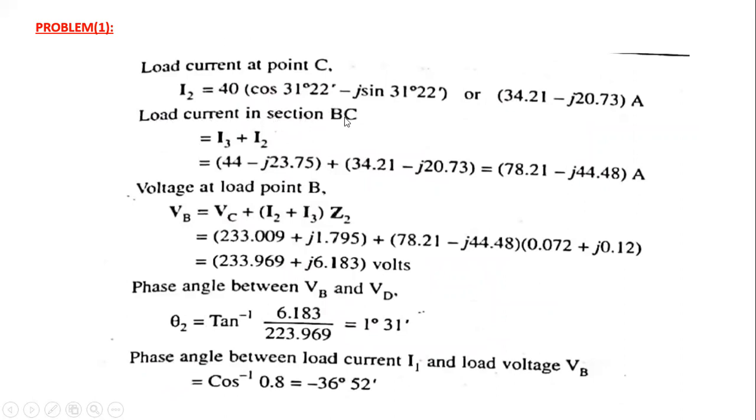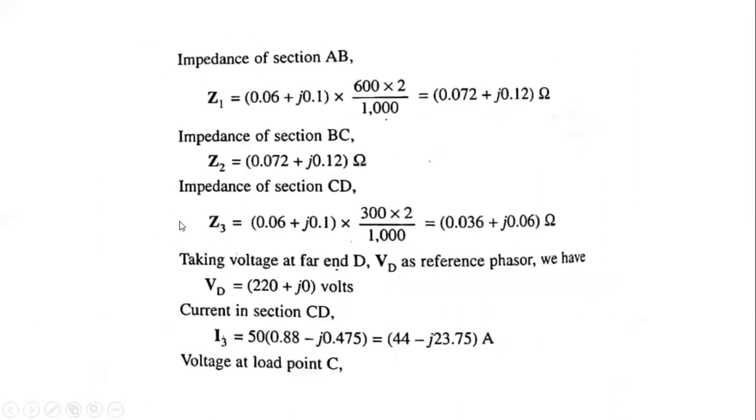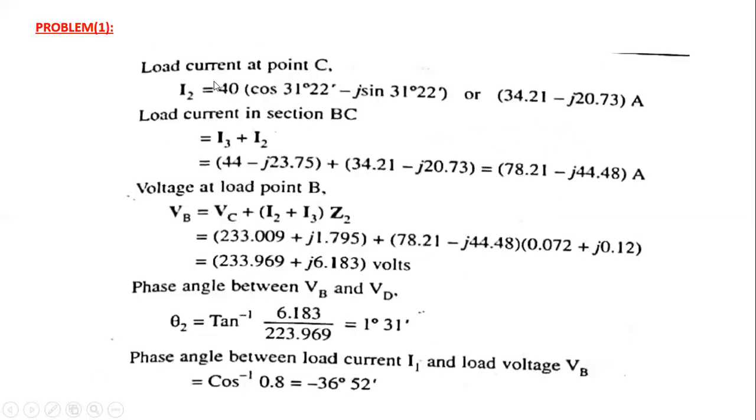The load current in section BC. What is the formula for that? The load current in section BC is I3 plus I2. We already calculated the I3 value, that is 44 minus j 23.75, and the I2 value is this. Then substitute these two values and we obtain the load current in section BC.